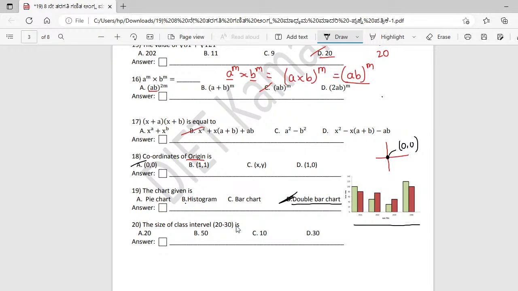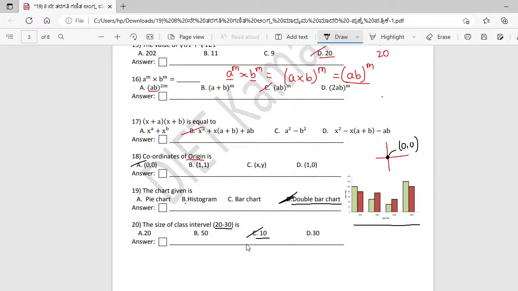The last and final question for the multiple choice, and that is the simplest one. They're asking what is the size of the class interval from 20 to 30. Just count from 20 to 30, how many numbers are there. I hope you are able to find out. The answer is C, that is 10. The size of the class interval is 10. Just count the numbers, 21, 22 and so on till 30, and that gives the value 10. And that is the size of the class interval of 20 to 30. And that's it for the multiple choice main.